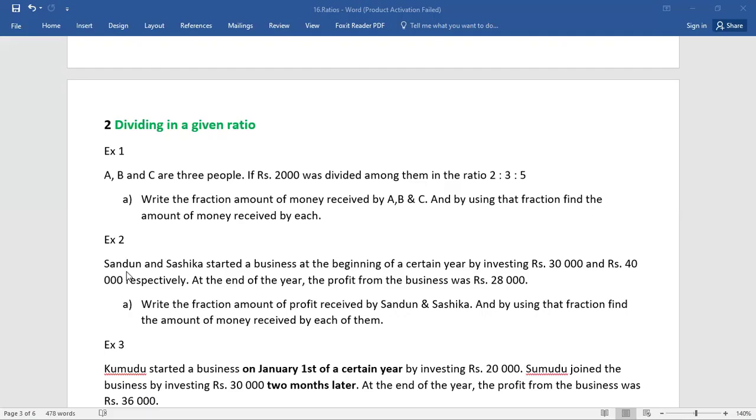I am giving you a little bit of help. Sandun to Shashika, 30,000 to 40,000. So you have to simplify it to find the simplest form, and then find the fraction of the profit received by Sandun and Shashika. Then you have to do what we did in the last question, in the last part.